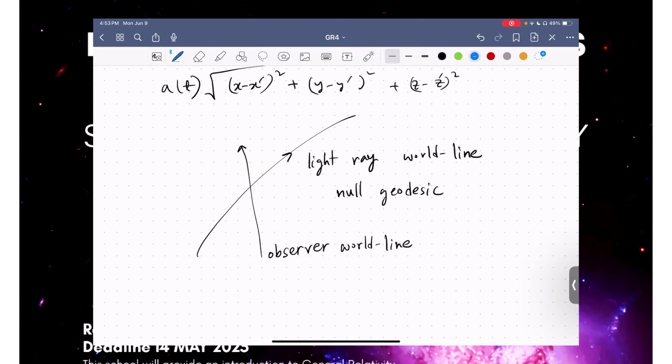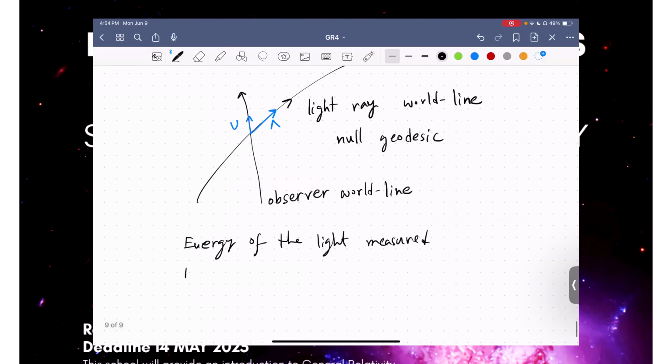In order to calculate that, you need to compute the tangent to this geodesic and the tangent to this world line. Let's say this tangent I'm going to call u, and this tangent I'm going to call lambda. Then the energy of the light measured by the observer is simply the inner product of these two things, where this has unit norm.